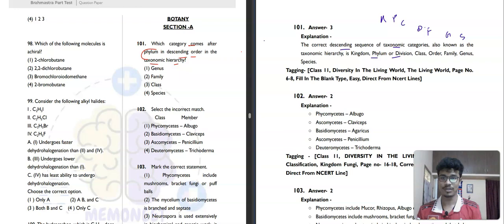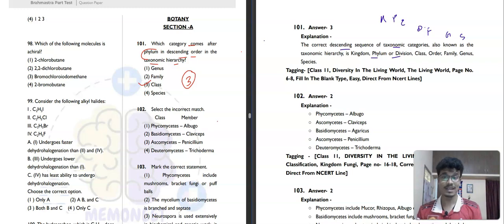It is asking which comes after phylum in descending order. So after phylum, it is basically class. So the third option will be your correct answer for this question. Very easy. Next question, question number 102.